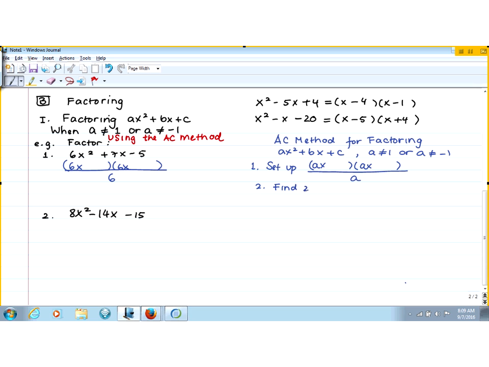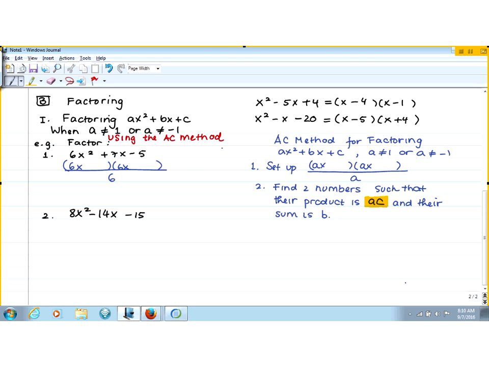So to find two numbers such that their product is AC and their sum is B. Okay.